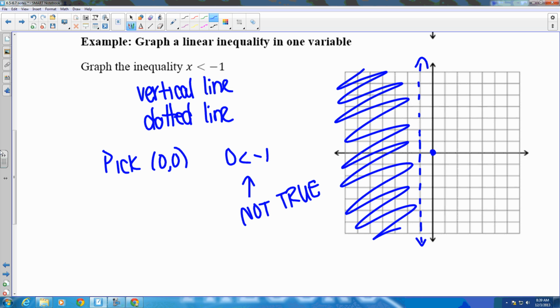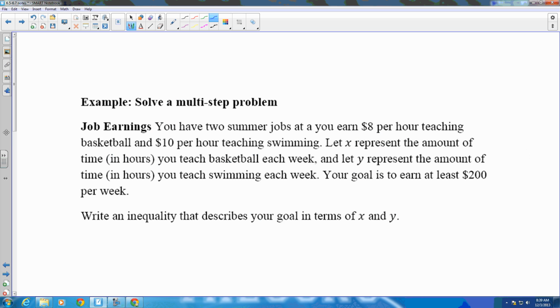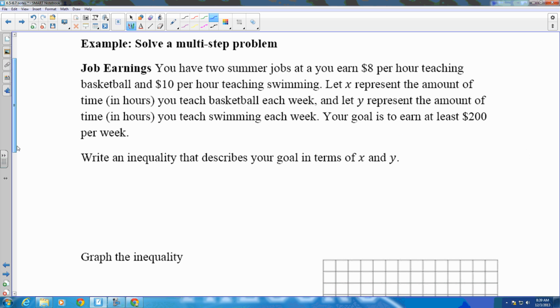Okay. You have 2 summer jobs and you earn $8 an hour teaching basketball and $10 an hour teaching swimming. Let X represent the amount of time in hours that you teach basketball and Y represent the amount of hours you teach swimming. Your goal is to earn at least $200 per week. Write an inequality that describes your goal in terms of X and Y.